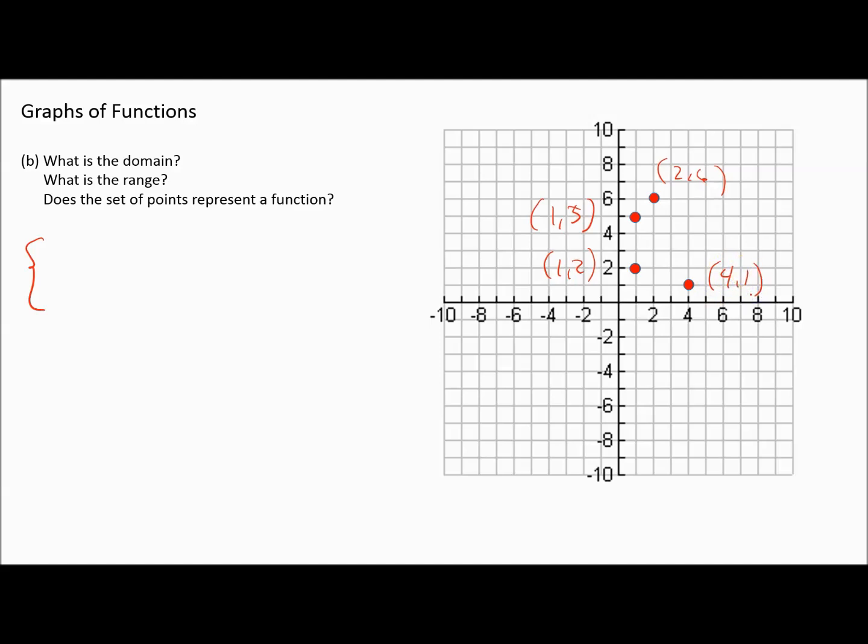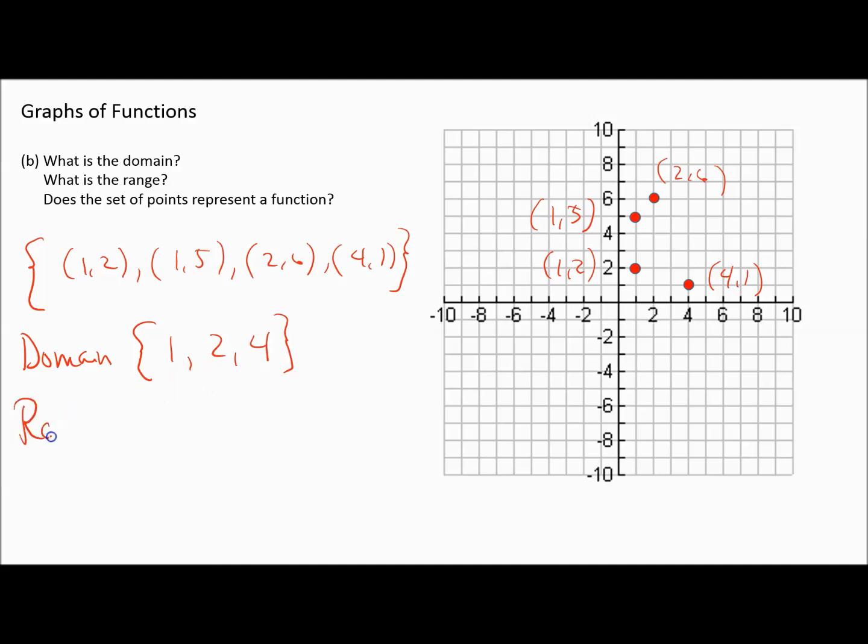Now if I start creating my list, again in no particular order, I've got 1, 2, 1, 5, 2, 6, and 4, 1. Again, those are in no particular order. Now the domain, that's the set of x values. So 1, well, we don't need to list 1 twice, so 1, 2, 4. And the range is in order. See, 1 is the smallest, and then 2, and then 5, and then 6.